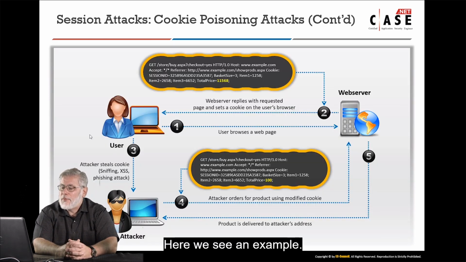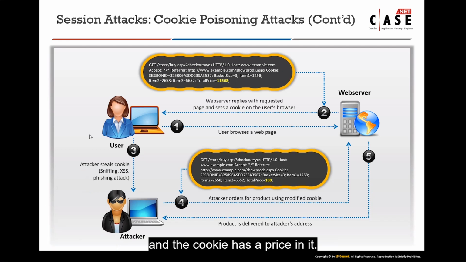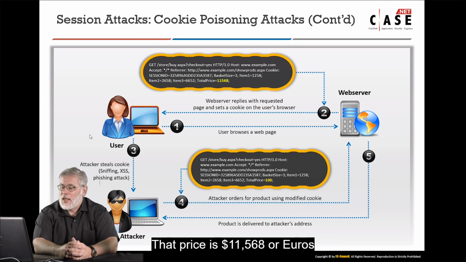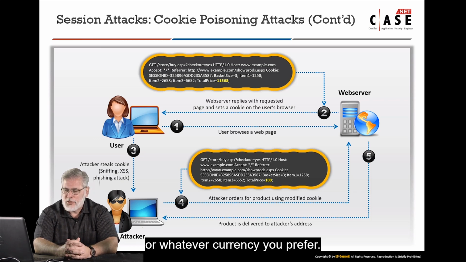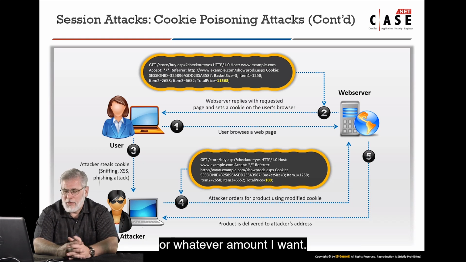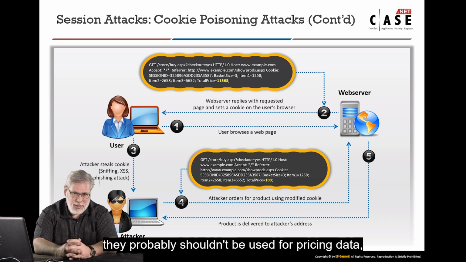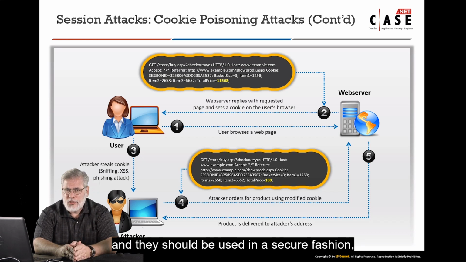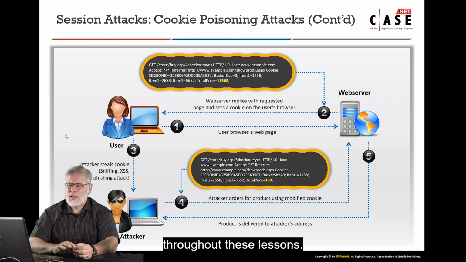Here we see an example. We've got an option here to checkout, and the cookie has a price in it. That price is $11,568 or euros or whatever currency you prefer. Well, I simply change that so it's $100 or $10 or whatever amount I want. Now again, cookies can be used. They probably shouldn't be used for pricing data, and they should be used in a secure fashion. And we're going to show you how to do that throughout these lessons.